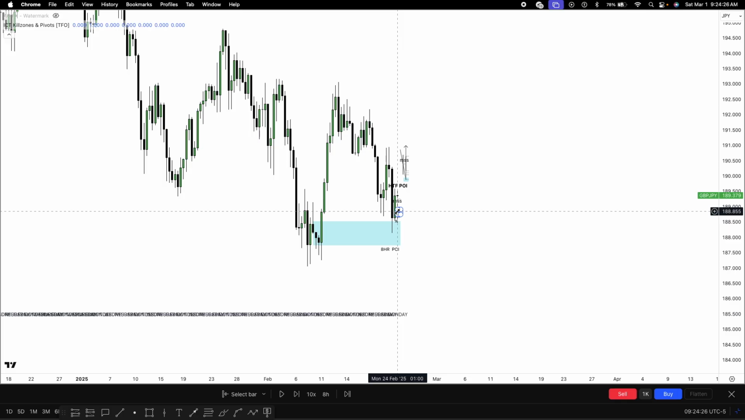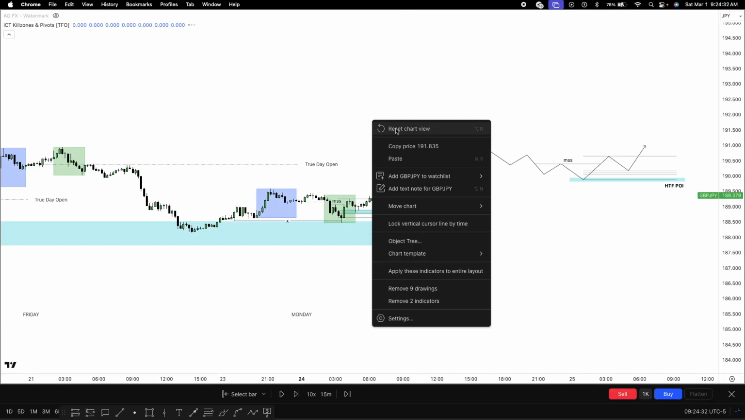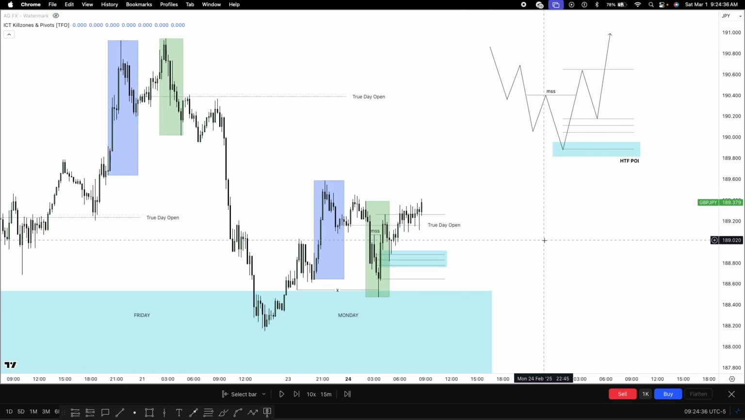Now that Ron has his 8-hour POI, his higher time frame POI, let's now go down to our 15-minute time frame. Now that Ron has his POI, what's Ron's next rule? Ron needs to see Asian low. Why does Ron need to see Asian low? Why not Asian high? Because I'm not looking to go short. I'm looking to go long.